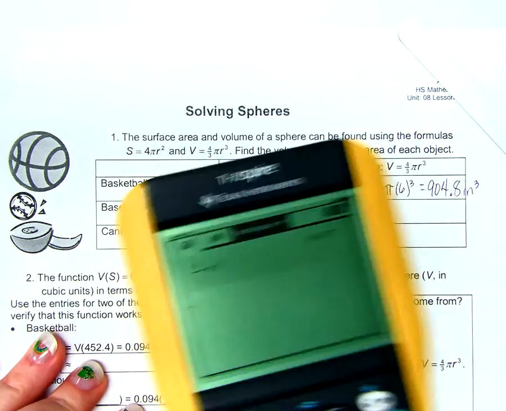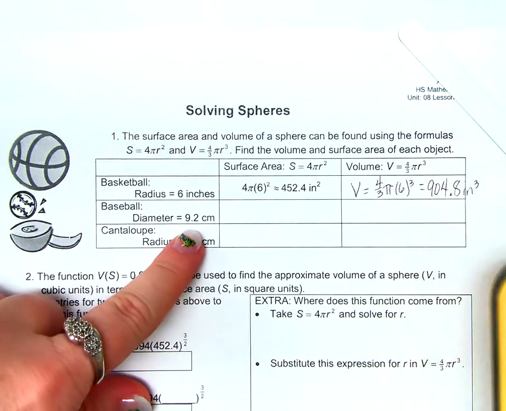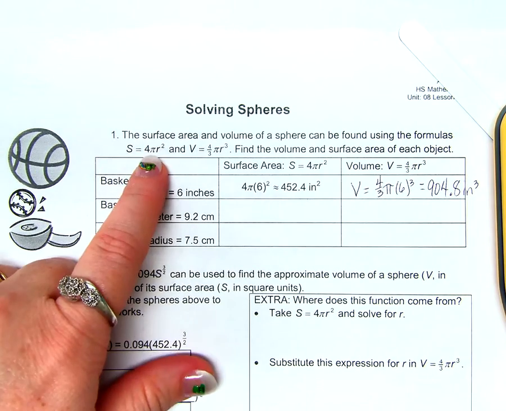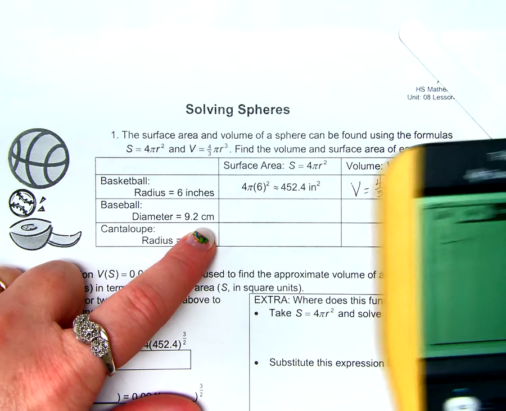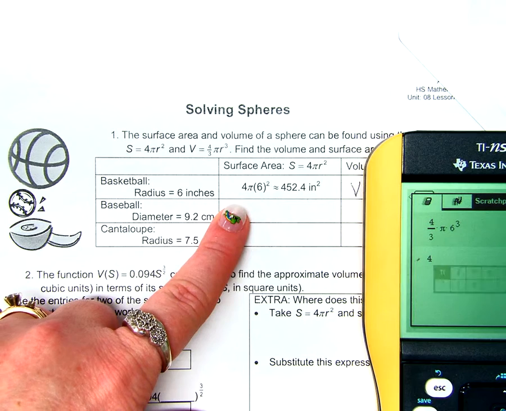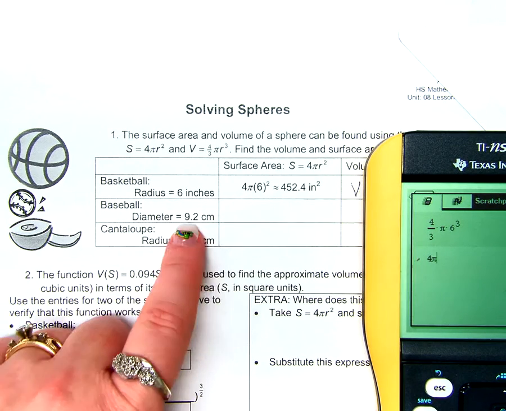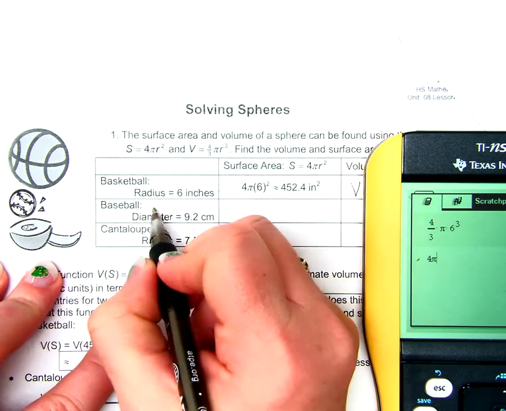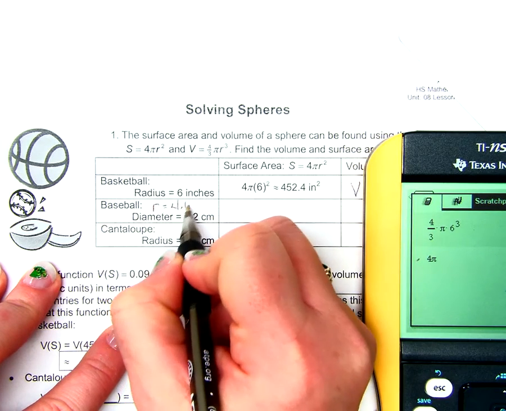Okay? Same thing for a baseball. Our diameter this time is 9.2, so we have to be careful because what we need is our radius. And it's 9.2 centimeters, so in case you were confused by that to begin with, don't be. All right? So we have 4 times pi times, what is half of 9.2? If you need to put that in your calculator real quick, you can. 9.2 divided by 2, that is 4.6. Okay, so we may want to make a note over here. Our radius is actually 4.6.